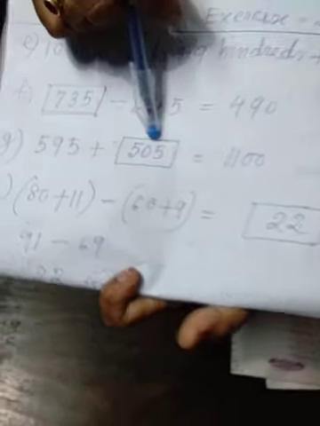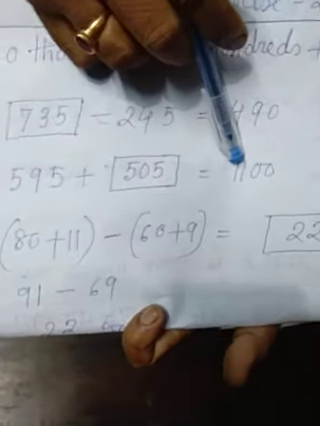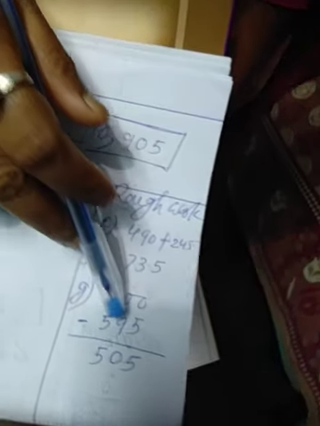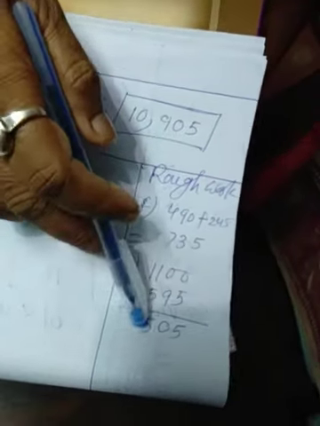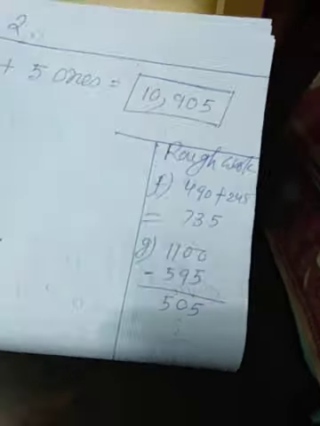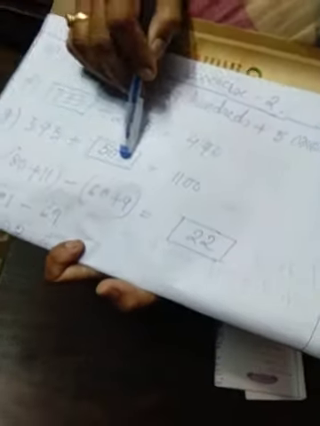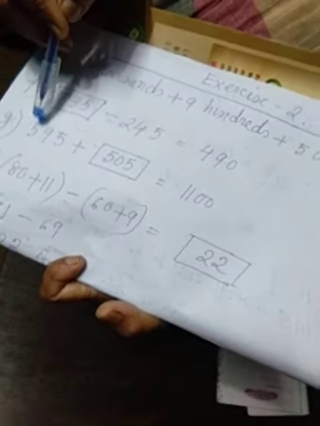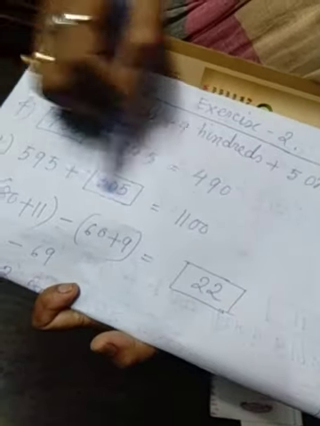G. 595 plus blank box equal to 1100. So subtract 595 from 1100. Add 505, you get 1100. So the answer is 505. Okay.